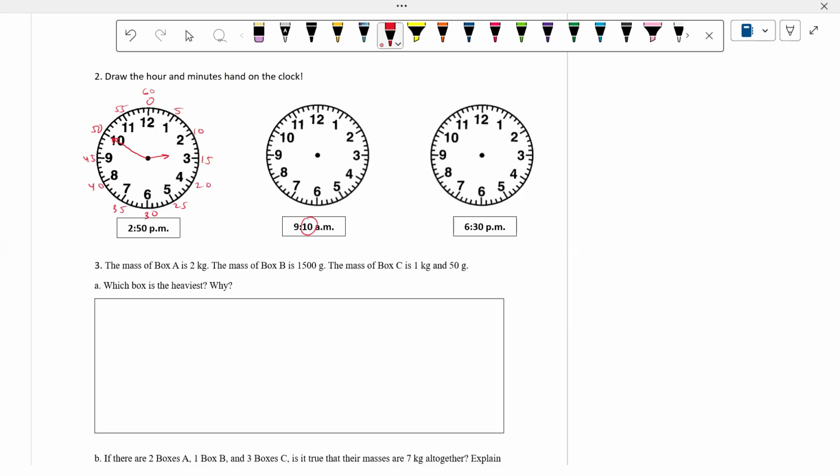For 9:10 a.m., 10 minutes after 9, so it's still close to the 9, but the hour hand is after 9, yeah. So it's about like that. And then the last one, 6:30 p.m. 30 minutes is half a journey. I mean, half an hour. It means half a journey for the hands to go from 12 to 12 again. If it is half a journey, it means that the hour hand must be between 6 and 7. So if it is 6 o'clock, it will go here, here, here until here. And then the hour hand will be in here, half of the journey.